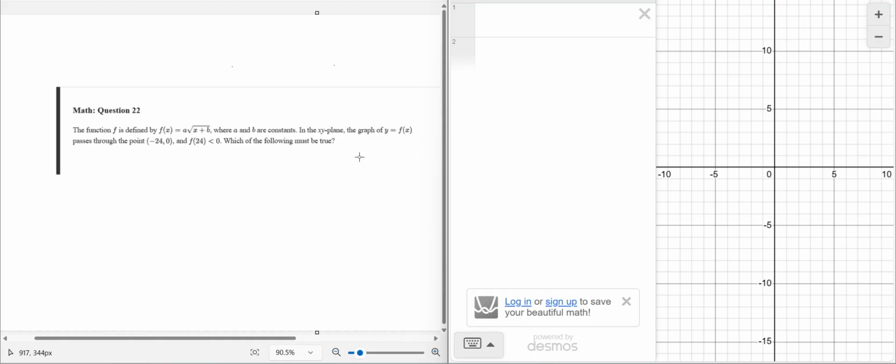So what we understood from here is that when x equals -24, y must be 0, and when x equals 24, y must be less than 0. So we need to put this type of condition.